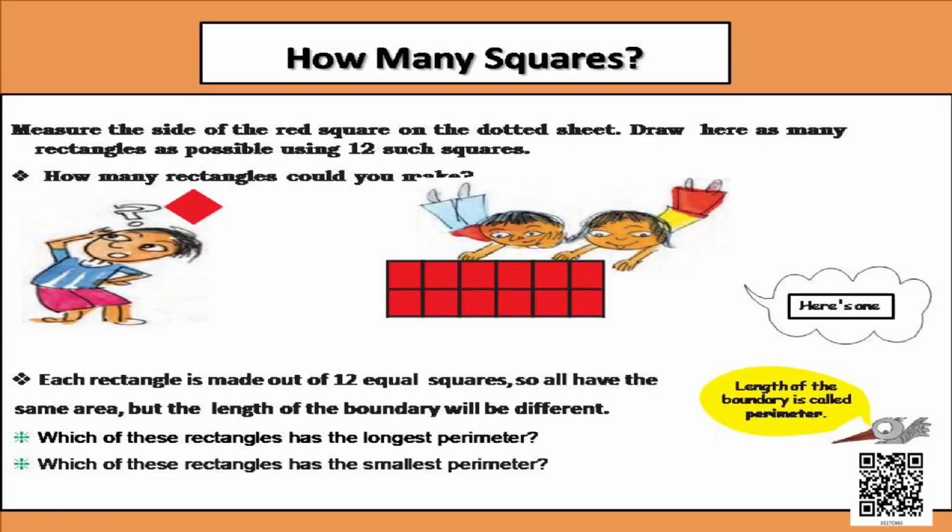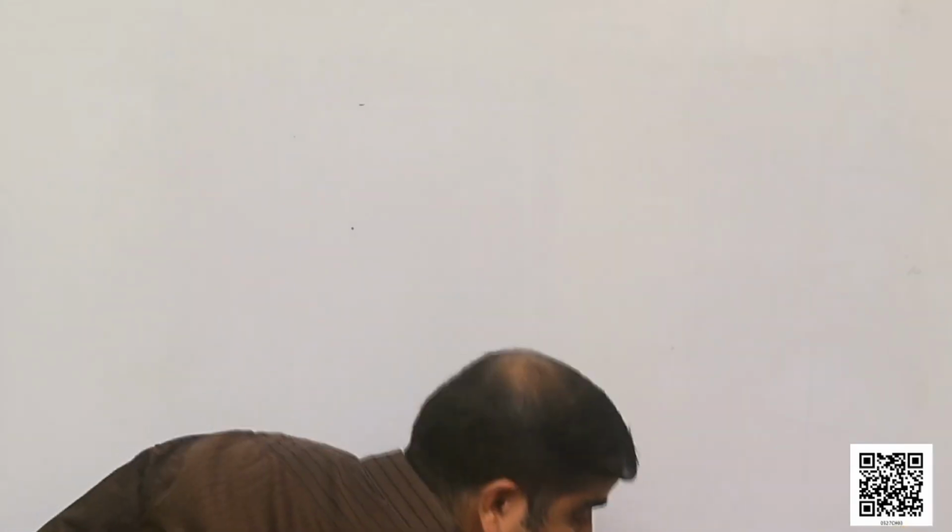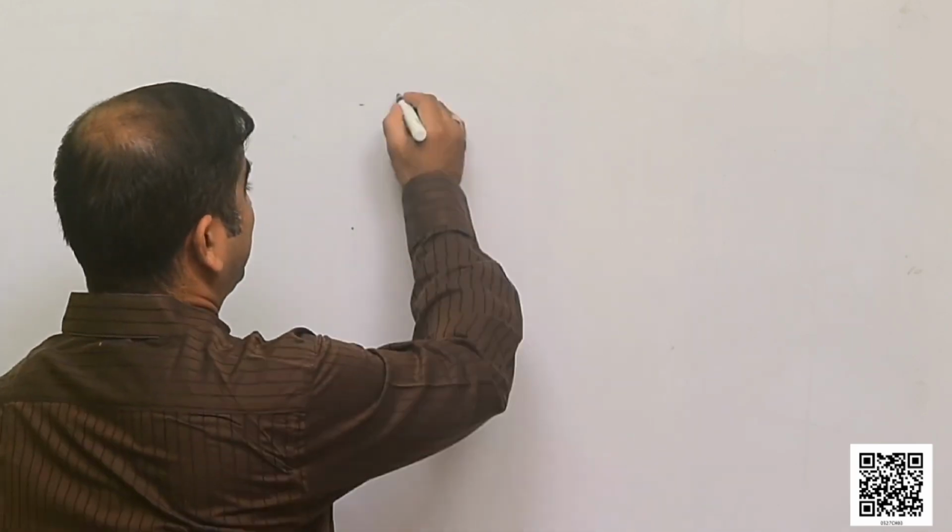Good morning, students. Today in our math class we are going to study about how many squares. It's your chapter number 3 of the Math Magic book. Okay. So before starting the chapter, let me tell you something about the square. So let me draw a square first.